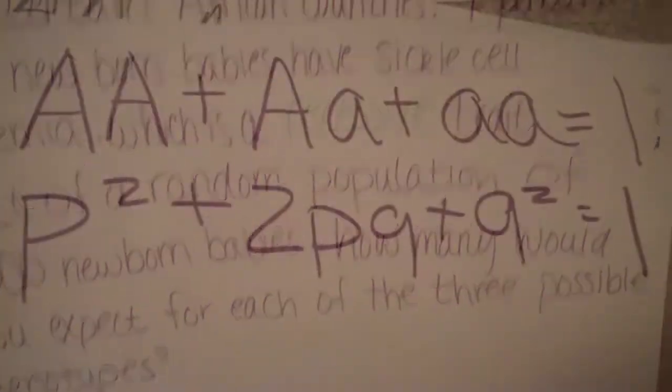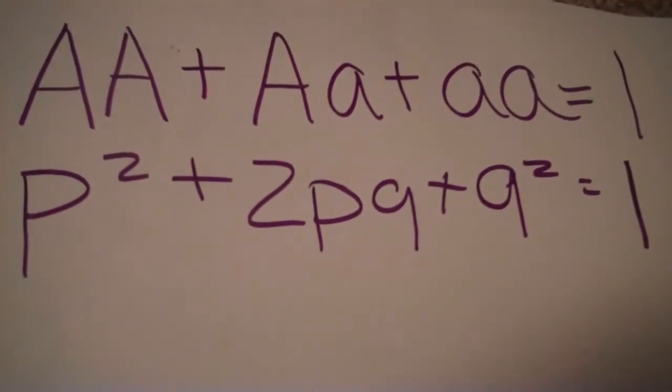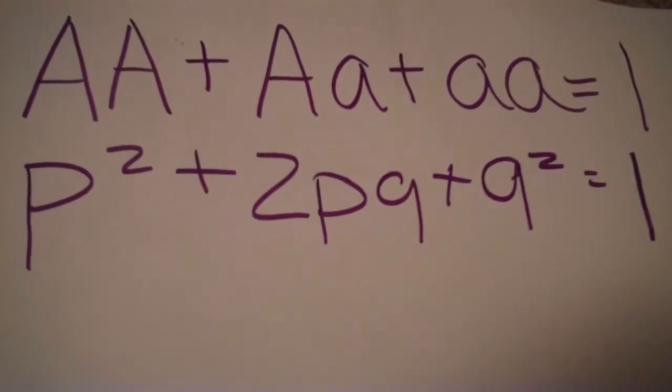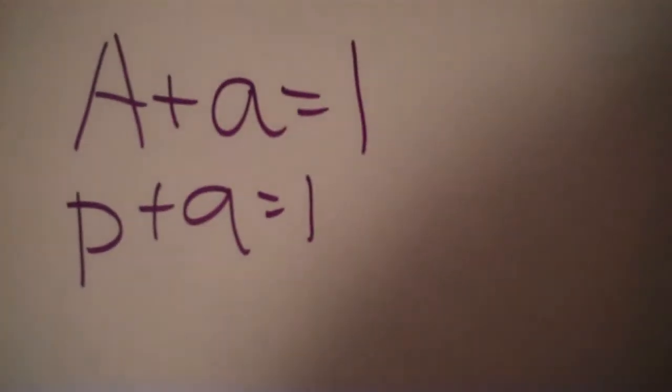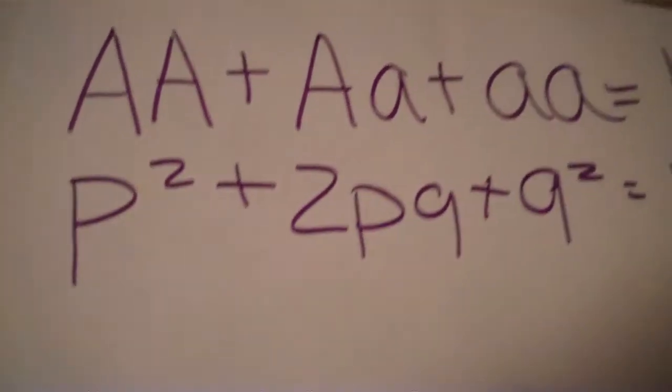So let's figure it out. Before you start figuring out the problem, you should write out both formulas. One of them is p squared plus 2pq plus q squared is equal to 1, and the other one is p plus q is equal to 1. And then you can go into working the problem.